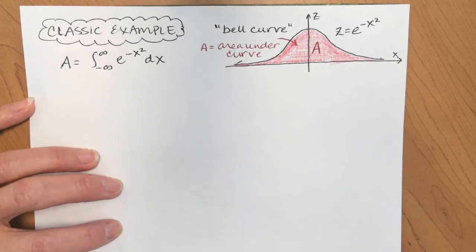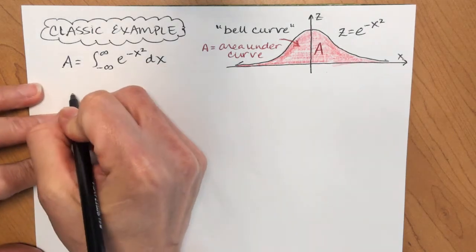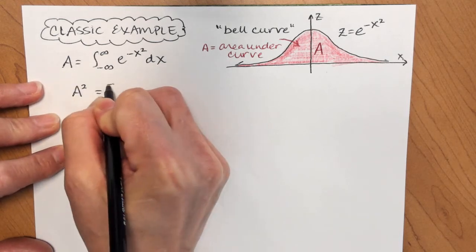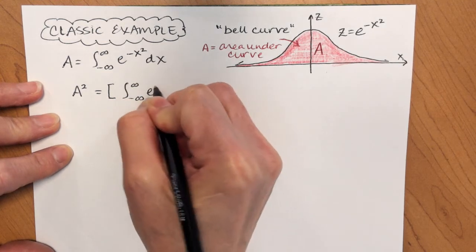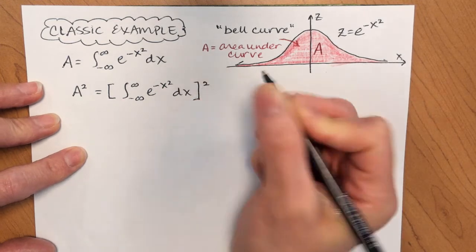To evaluate this integral directly is very difficult, but a clever trick that some very clever mathematician came up with, not me obviously, can be used to evaluate the integral. Okay, the clever trick is to square both sides of this integral. So area squared, which I'm calling A squared, is going to equal the integral from negative infinity to infinity of e to the negative x squared dx, squared.